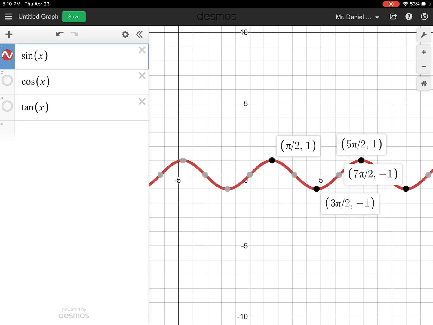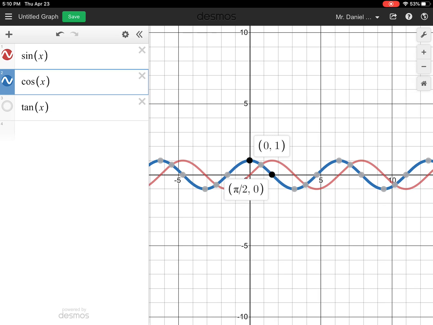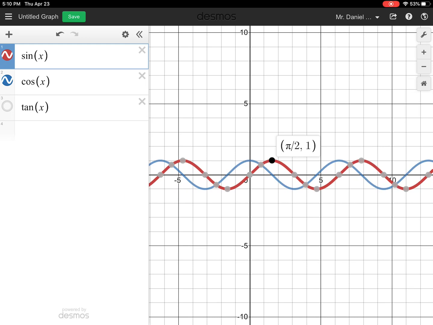What are all these pi over 2's, like pi, 3 pi, 5 pi, 7 pi? What does that mean? Well, we're going to get to that eventually. That's radians, and that's probably next time. If you look at cosine, if I tap cosine, it looks almost exactly the same, except here sine starts at 0, and here cosine starts at 1. Here, on blue, cosine is at 0, and sine is at 1. So there's this really weird relation between sine and cosine.